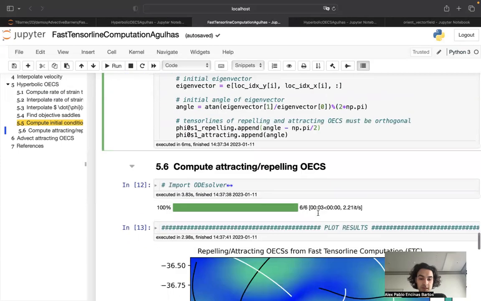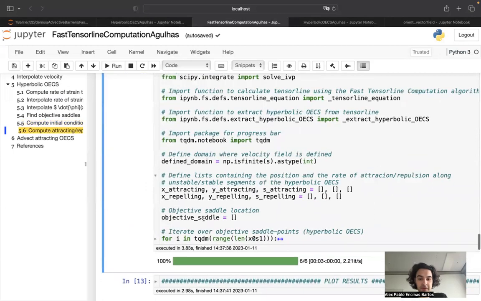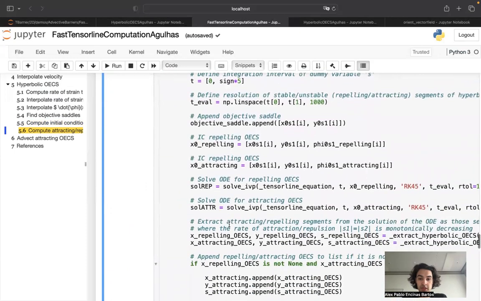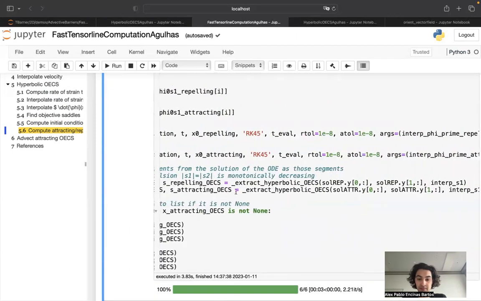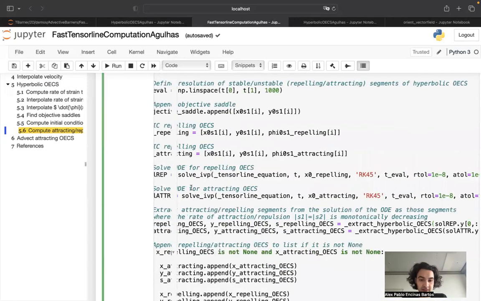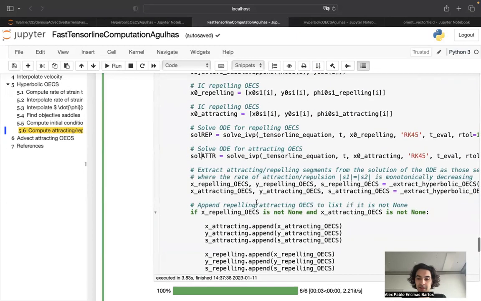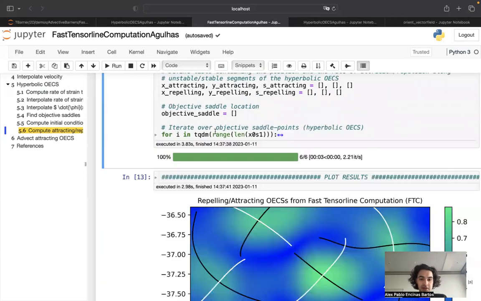Okay, and then you simply compute the attracting and repelling OECSs by using an appropriate ODE solver, which we do here. This is the ODE solver I implemented, which I called extract hyperbolic OECSs, which simply solves this initial value problem. This ODE solver returns the repelling and attracting OECSs. And that's pretty much it then. So one can then plot these repelling and attracting OECSs.